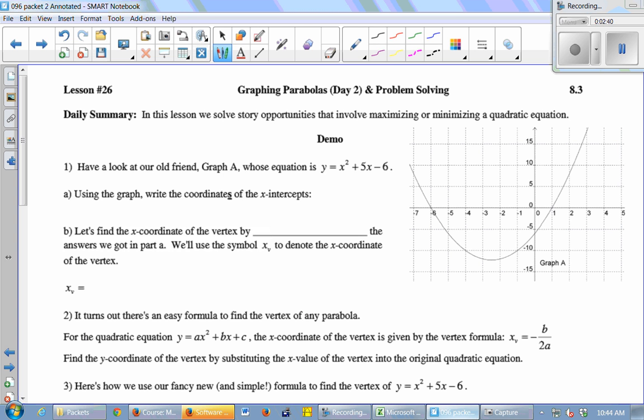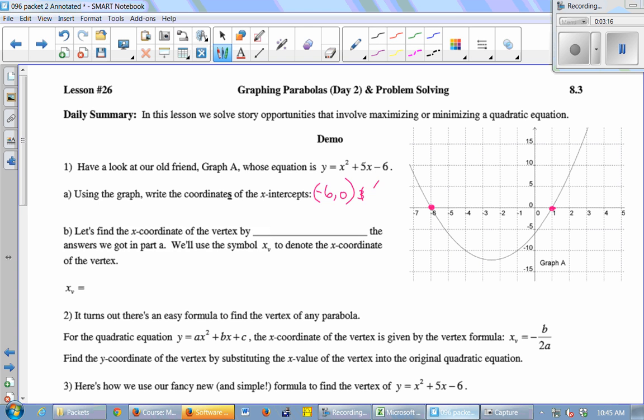1 and negative 6. Right here and right here. So x-intercepts are points, right? And points have 2 coordinates. I had to take like 1 point off on a lot of quest 3s because when I ask for the coordinates of a point, I need an x comma a y. So for this first point on the x-axis at negative 6, what are the coordinates of that point? Negative 6, 0.